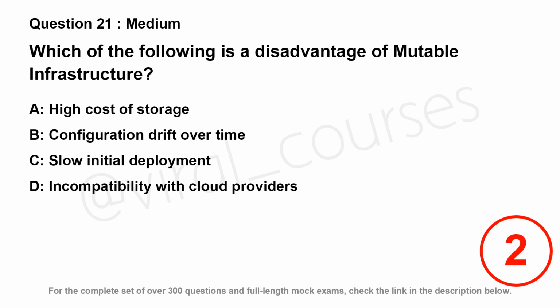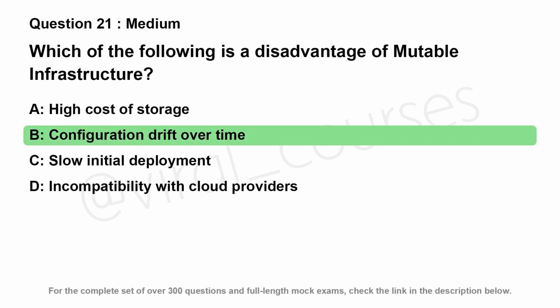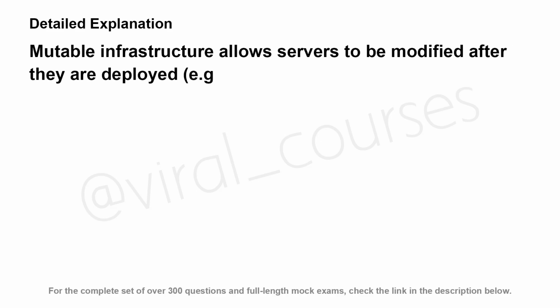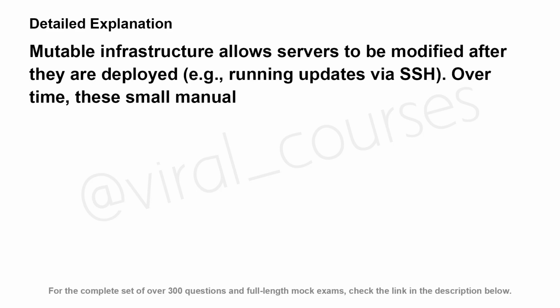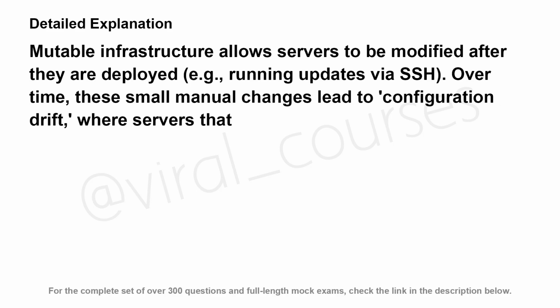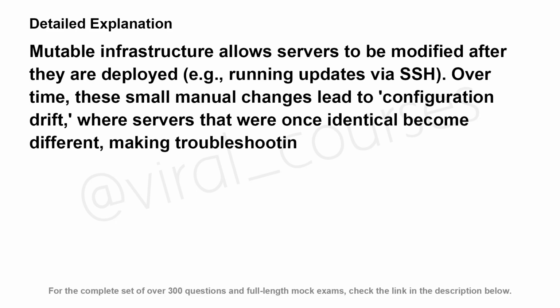The correct answer is B. Mutable infrastructure allows servers to be modified after they are deployed, e.g., running updates via SSH. Over time, these small manual changes lead to configuration drift, where servers that were once identical become different, making troubleshooting and scaling very difficult.